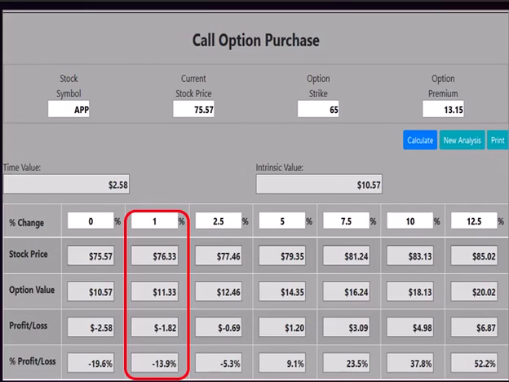Let's take a look at the 65 strike call to see if it qualifies for the 1% rule. Here's the call option calculator picture for the 65 call. According to the 1% rule, we want the call to at least break even if the stock price is up 1%. The calculator picture shows that if the APP stock price is up 1% when the option expires, the 65 call will lose 13.9% or $182. We want that to be break even or better, so the 65 call does not meet our requirements.